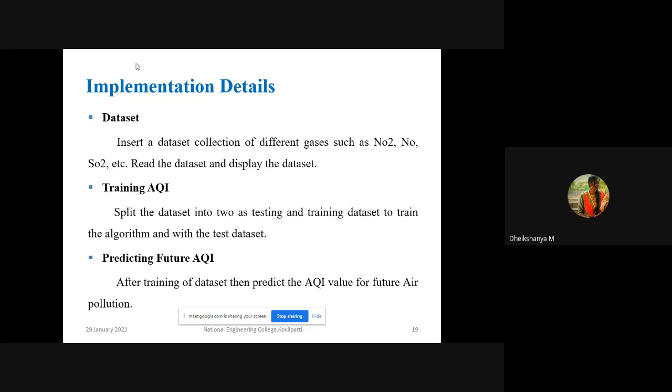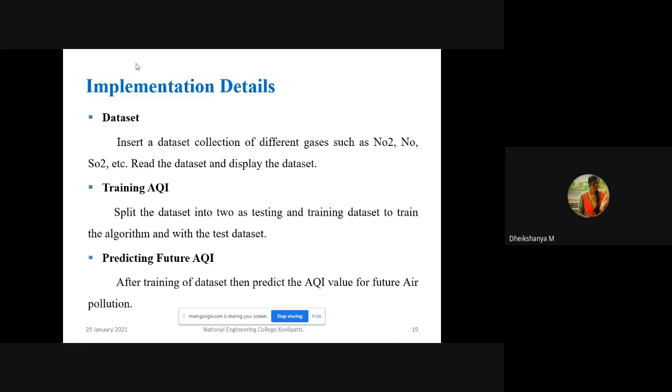Implementation. We will gather the data set which consists of the main gases like NO2, SO2. With these gases, we will calculate the AQI values. After getting the data set, the data set will be pre-processed and inserted into the algorithm.